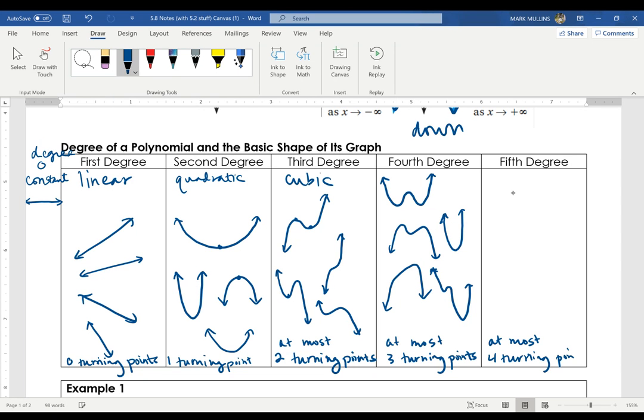And the ends of the graph go in different directions again. Here's 1, 2, 3, 4 turning points. Let's count them. 1, 2, 3, 4. Yep. Or it could be upside down. 1, 2, 3, 4. So lots of different shapes for these.